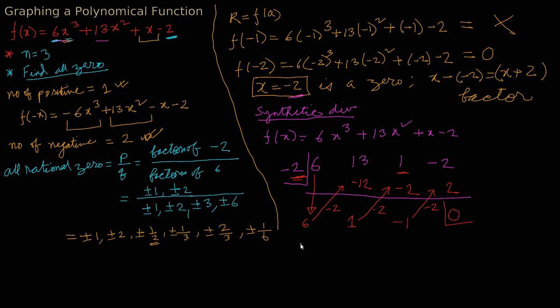So let's find out what is my quotient. My highest power of my dividend is what? X cube. So the highest power of my quotient will be x square. And what is the coefficient of x square? 6. And what is the next term? Plus 1x minus 1. So this is my quotient.